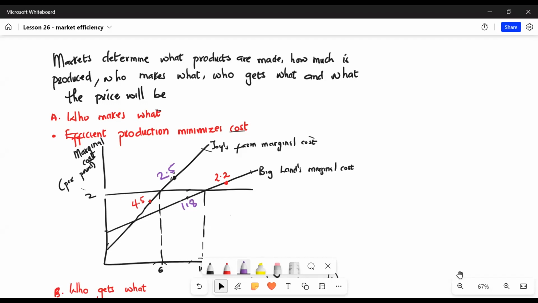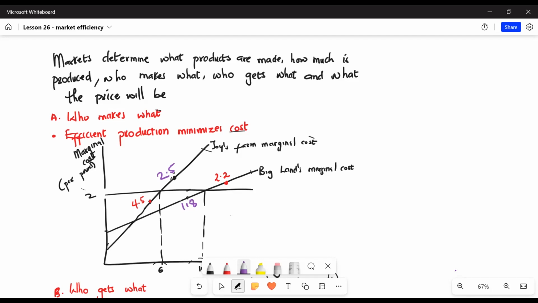So markets are the central organizing institutions of our lives. They determine what products are made, how much is produced, who makes what, who gets what, and what the price will be. Now, most economists prefer market-based economies because they create the largest possible amount of economic surplus. They do so by providing efficient answers to three central questions: who makes what, who gets what, and how much gets bought and sold. So let's explore how markets answer these questions.